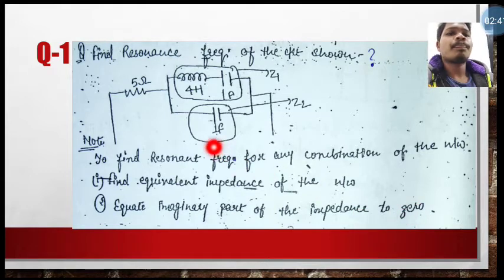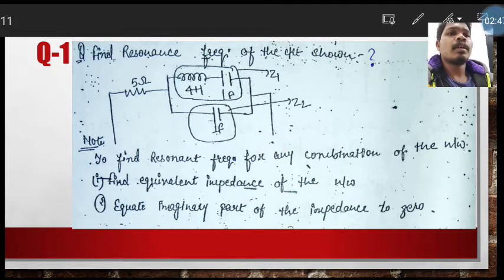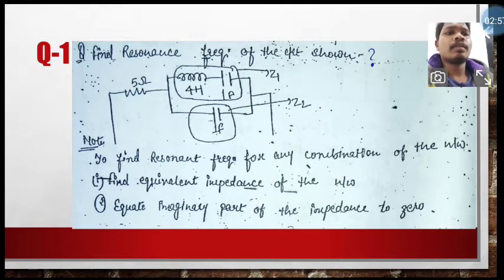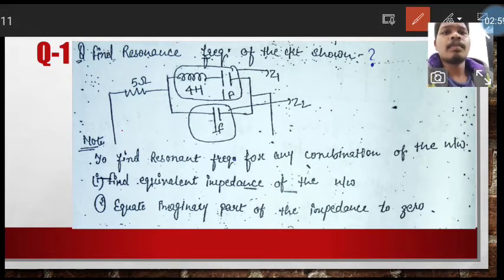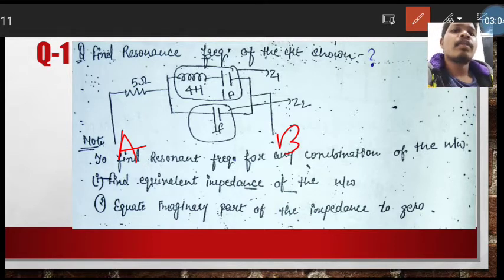After taking the equivalent impedance between this point and this point, let me write here so that it is very clear to you. See, this is point A and this is point B. So we need to find the equivalent impedance between point A and point B.